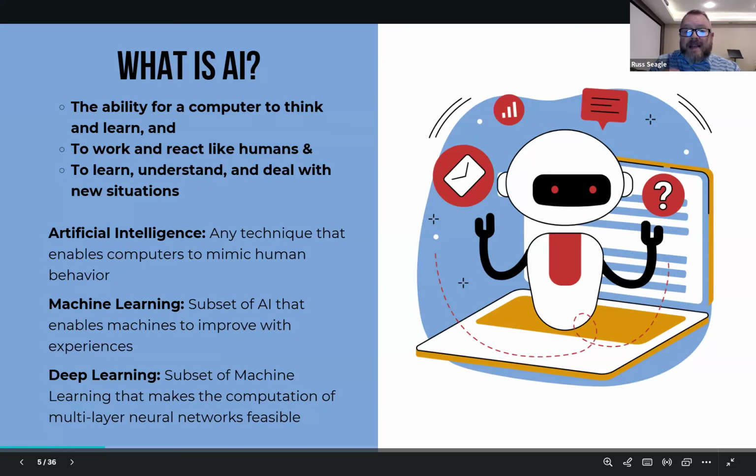But there are some things that basic AI can't do. That's when we get into machine learning. Machine learning enables machines to improve with experience. Machines learning from machines, learning from humans, learning over time from the things that it got right, from the things that it got wrong, which leads us then into deep learning, which is even a smaller subset of machine learning that makes neural networks feasible, which is what we have in our brains.